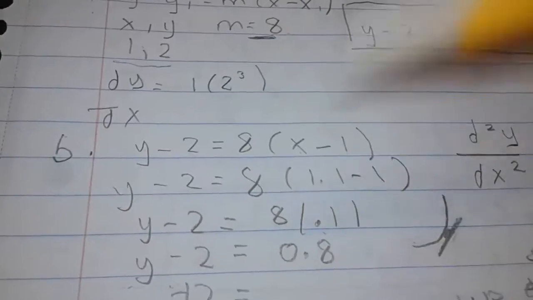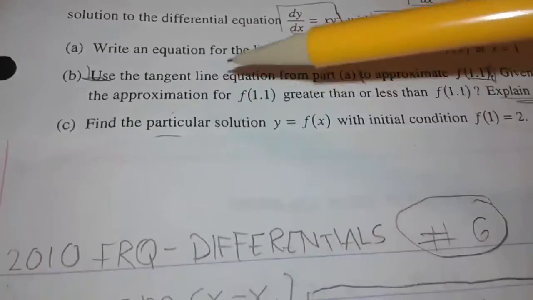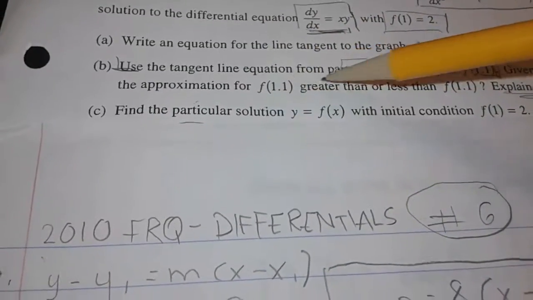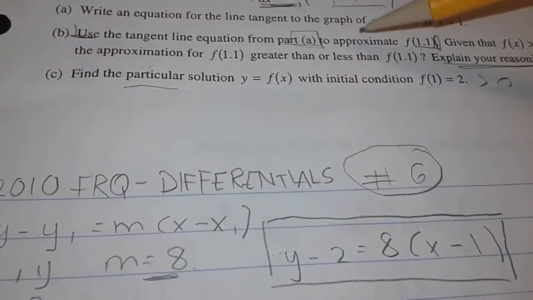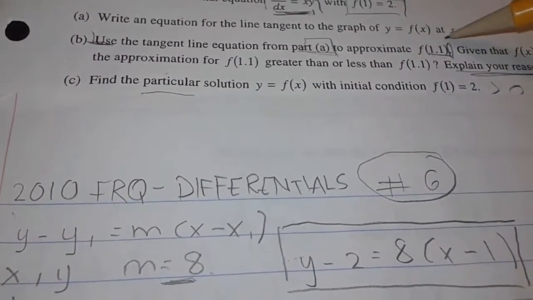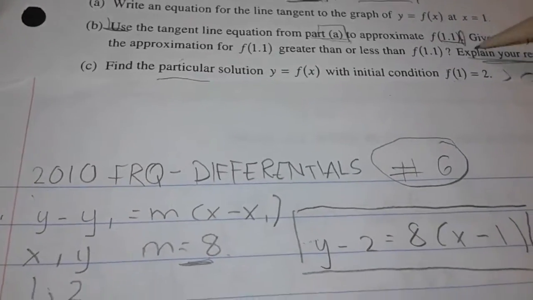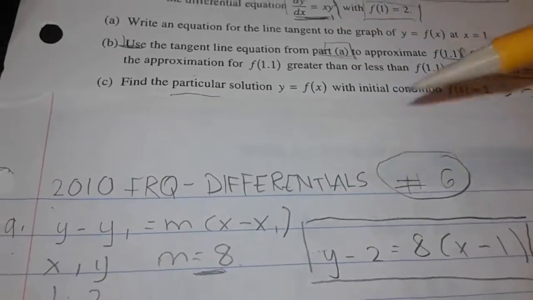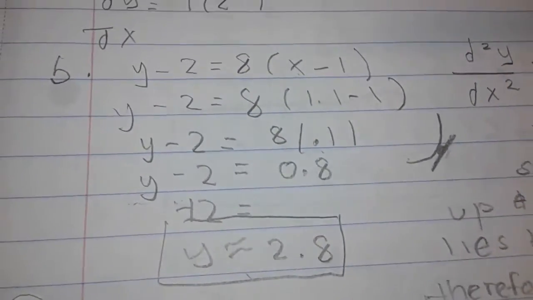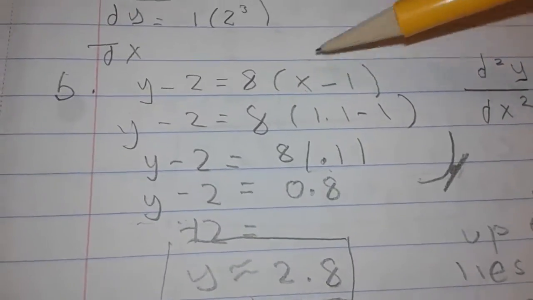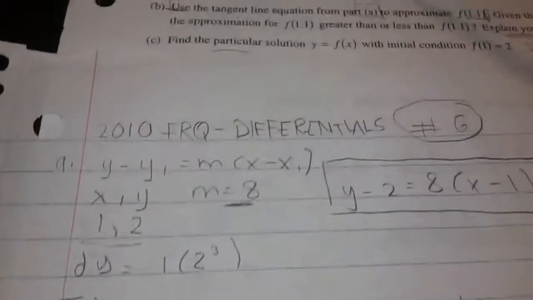Okay, letter B. Let's read it together. Use the tangent line equation from part A, right here, to approximate f(1.1). So that's the first thing we're going to do for this letter. We already have our equation of the line right here. All we have to do is substitute our x, 1.1, as previously mentioned above.